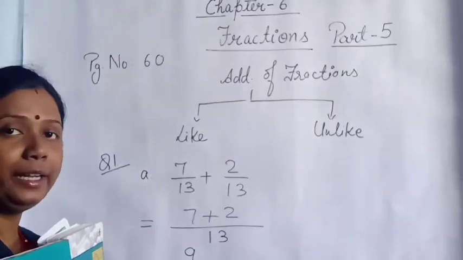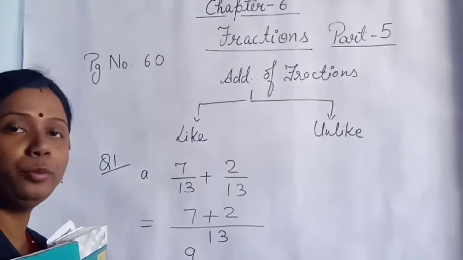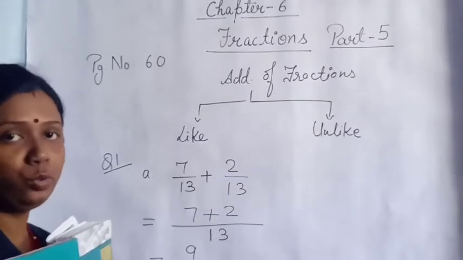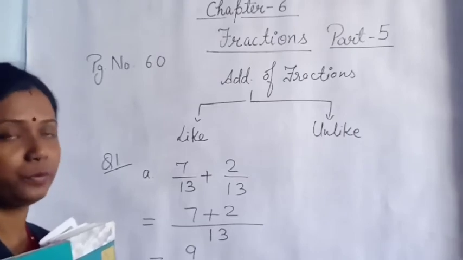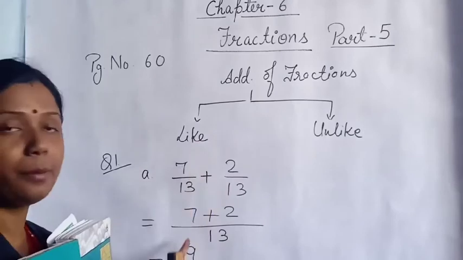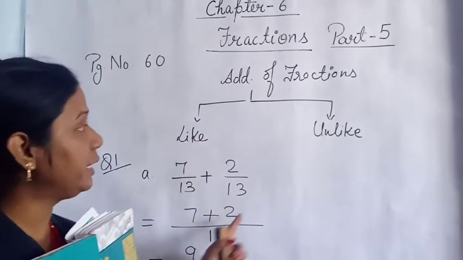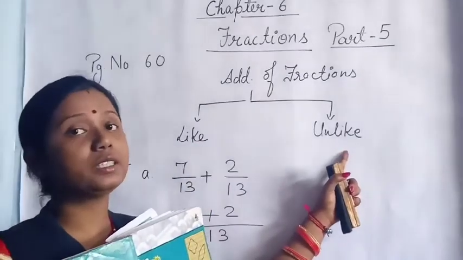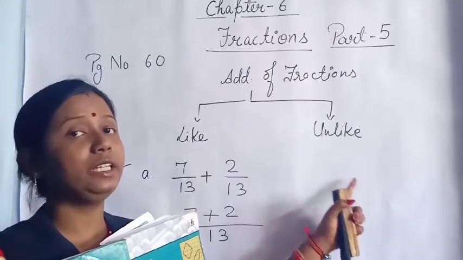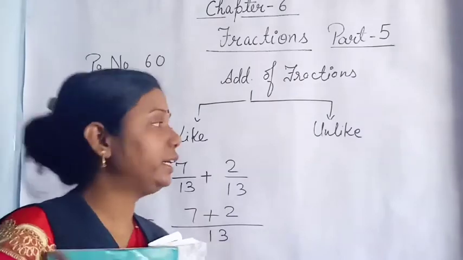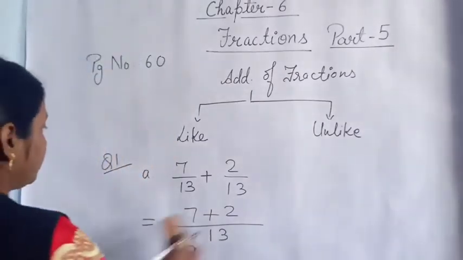Also, if you find that the numerator and denominator can be reduced, you will reduce the fraction into its simplest form. Clear? So we have discussed like fractions. Now the second type which we are going to discuss is unlike fractions, meaning the denominators are different. Let us see how we will do this.